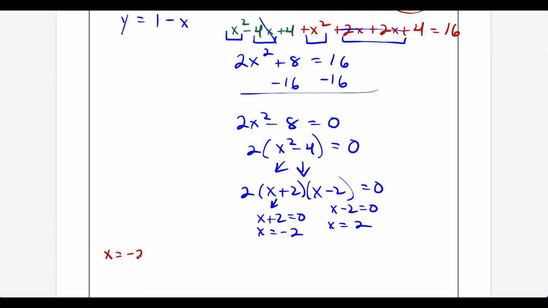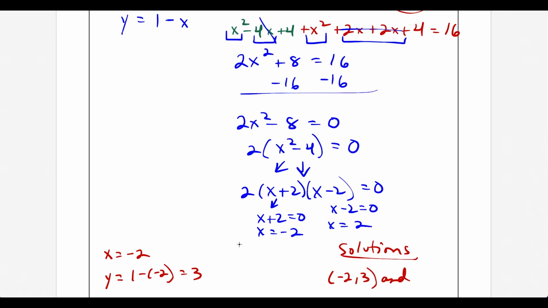We have x equals negative 2, and now I could plug into that y equals 1 minus x that we created. So when x equals negative 2, y is equal to 1 minus negative 2. And that's just going to be equal to 3. So I'll write our solutions over here. So our solutions, we're going to have the first one is negative 2, 3. And I'll find our second solution now.